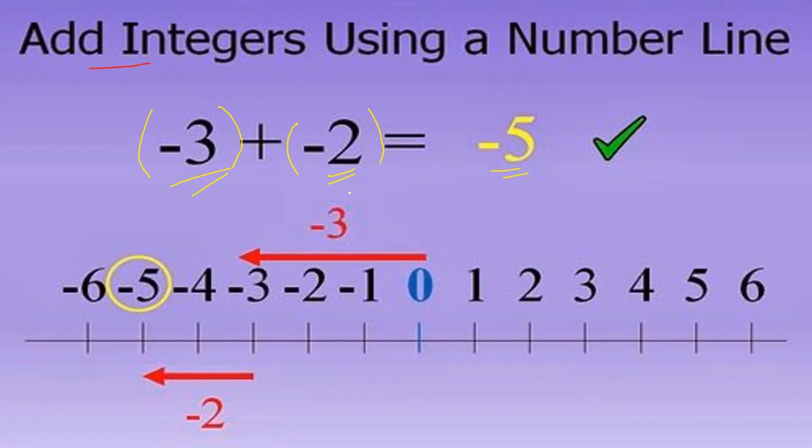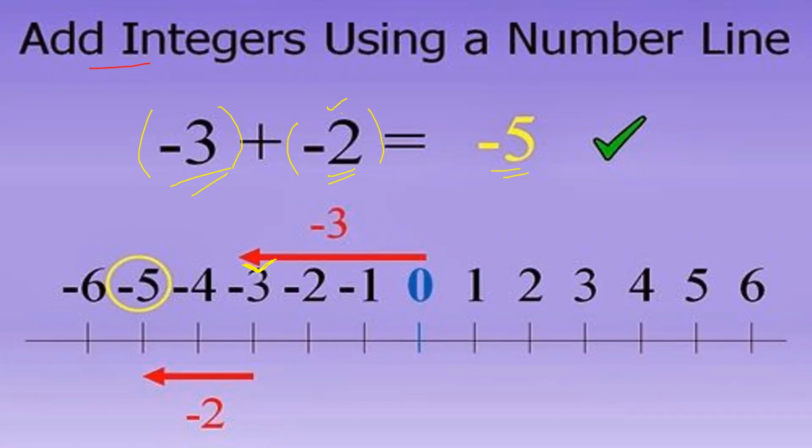See, they have taken 2 first. They have started from 2, or you can start from -3 also. If you start from -3, you have to put your arrow here. And the second number you are having is 2.